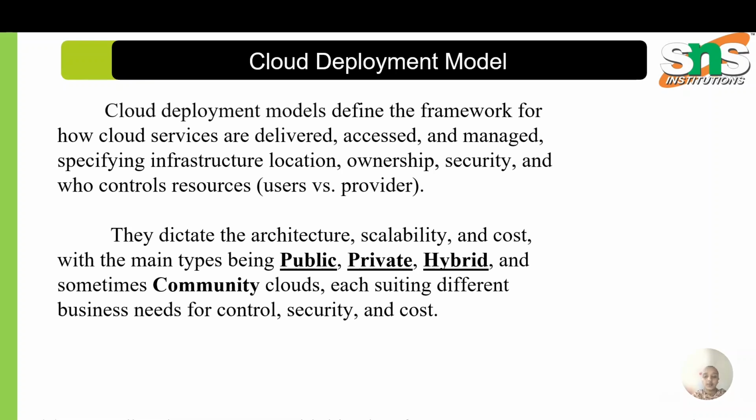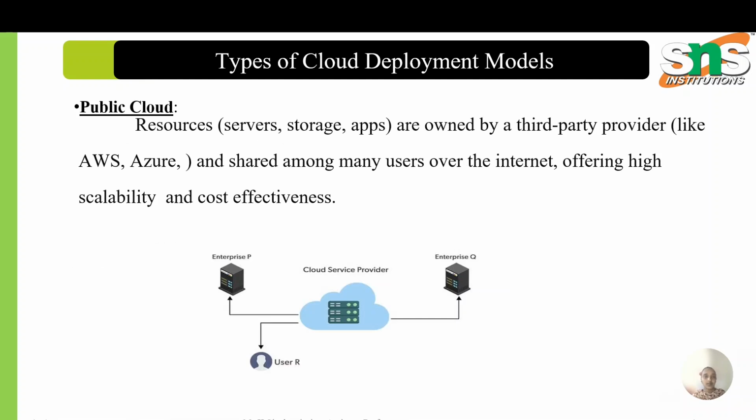There are four types of cloud deployment models. The first is the private deployment model, then the public deployment model, the community deployment model, and the hybrid deployment model. Now we can see them one by one. The first one is the public cloud deployment.